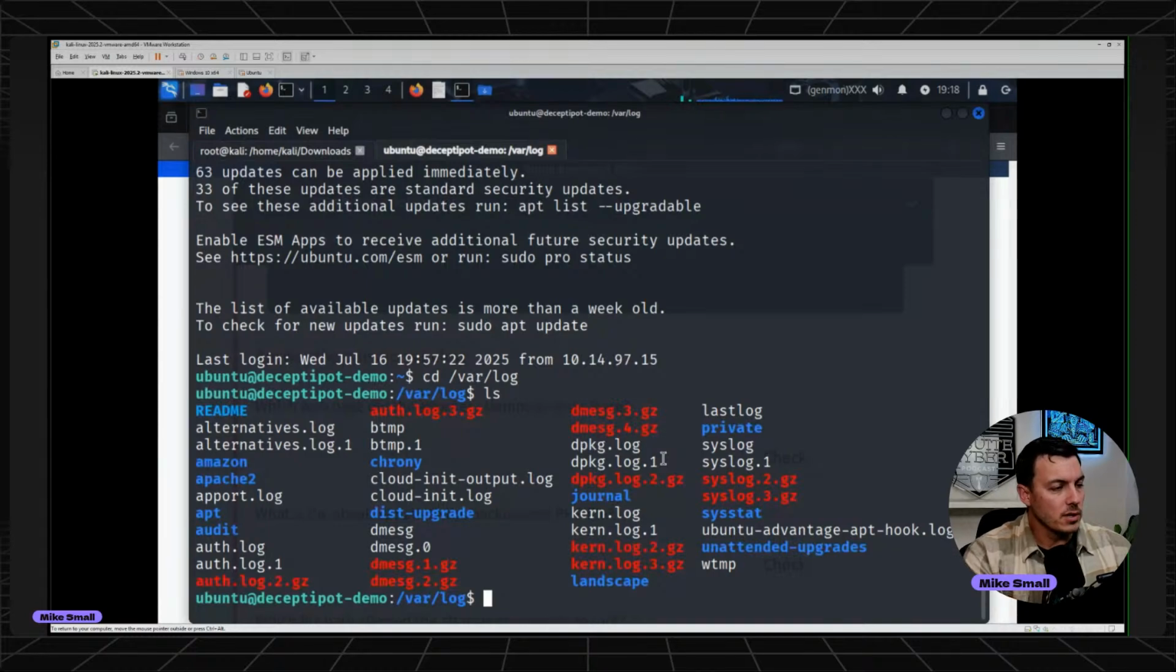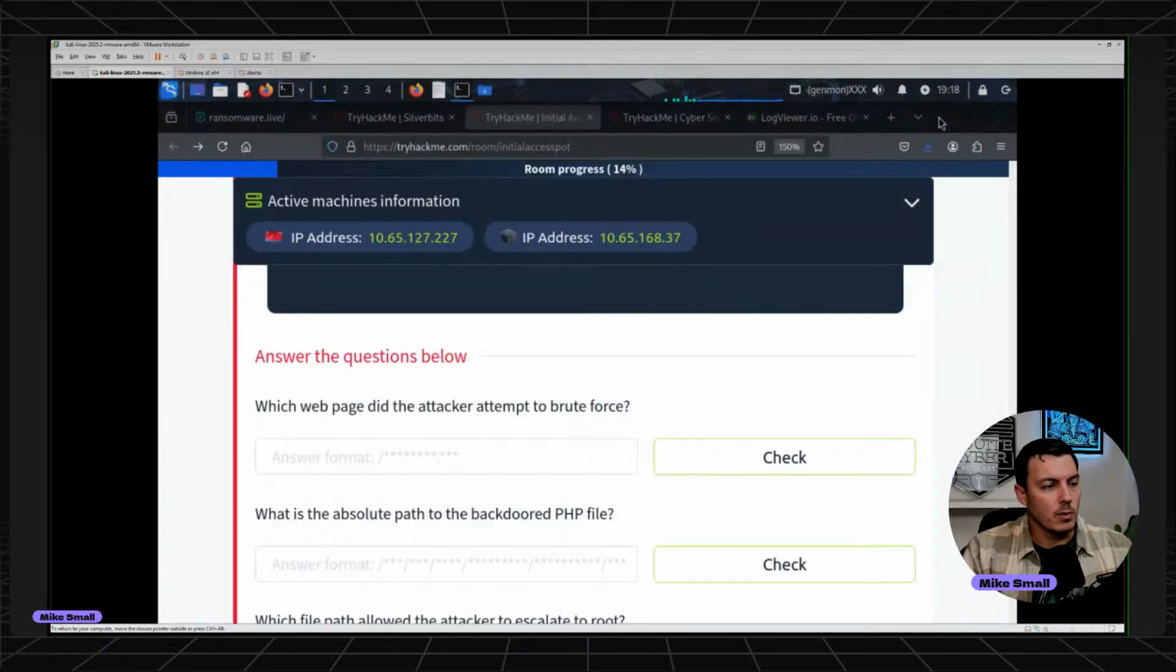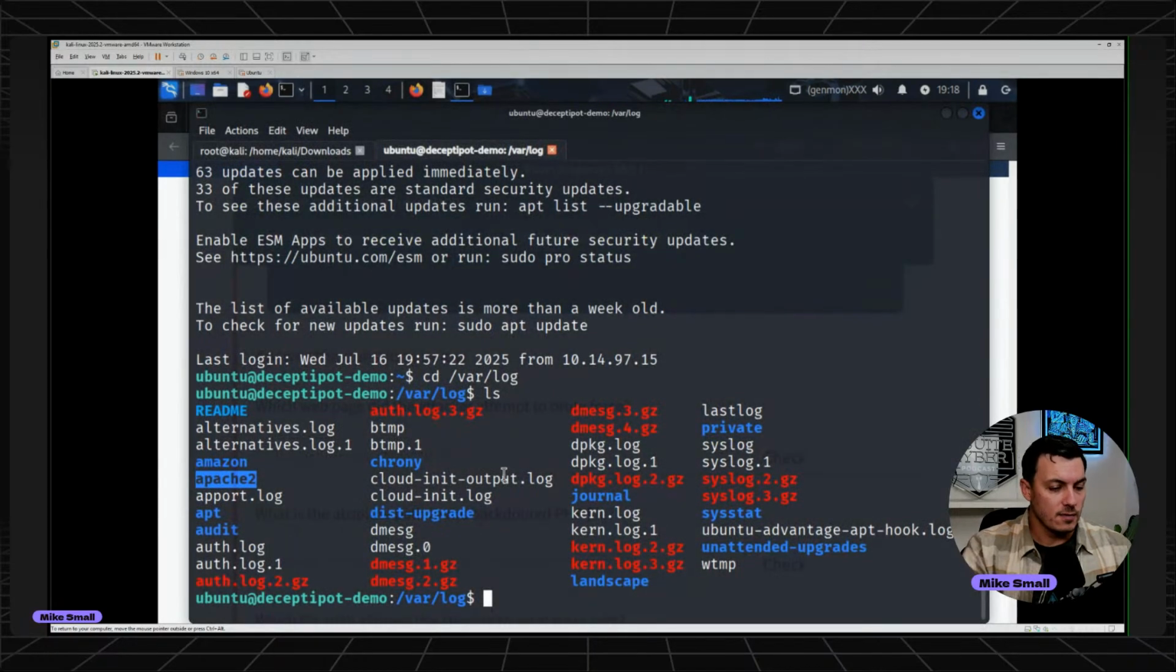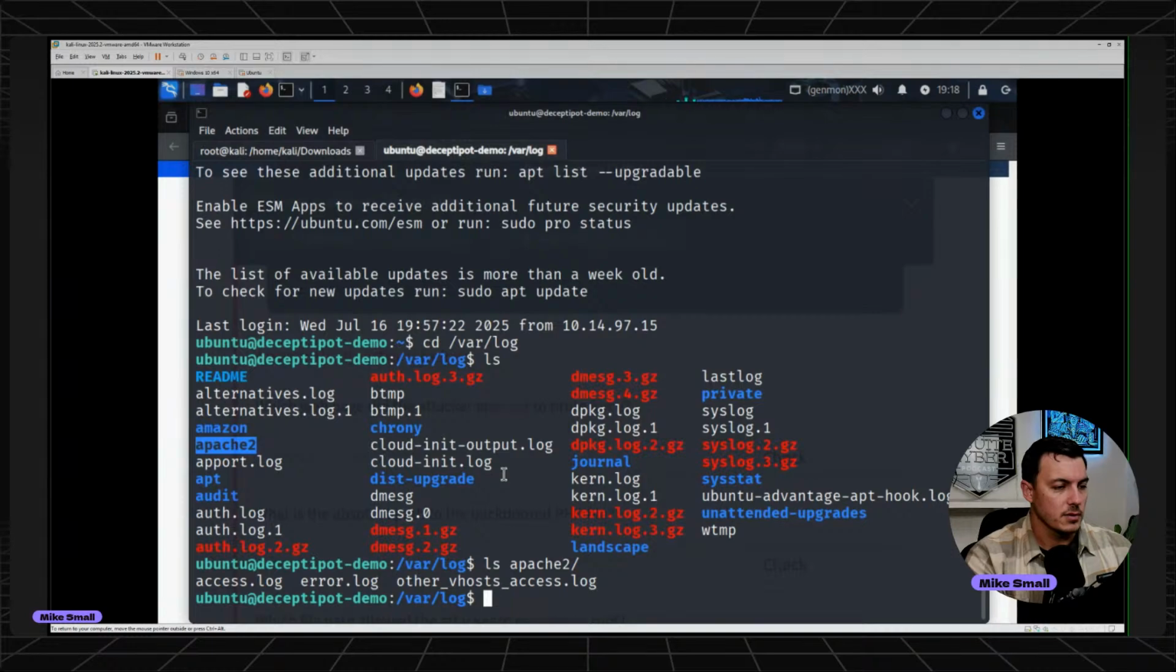Now, looking through this list, there's a bunch of different options here. But one thing that should stand out to you is the apache2 directory. Apache2 is a type of web server, and this is indeed the question that we were asked, which is which web page. So we're looking for a web server, and this is very likely that web server. So if we just ls apache2, oh, there we go. I was going to say, is there no tab complete? When we look in here, we see exactly what I was talking about.